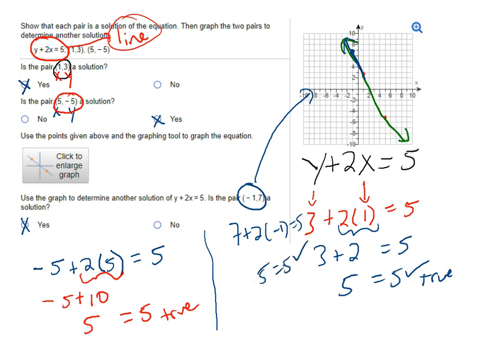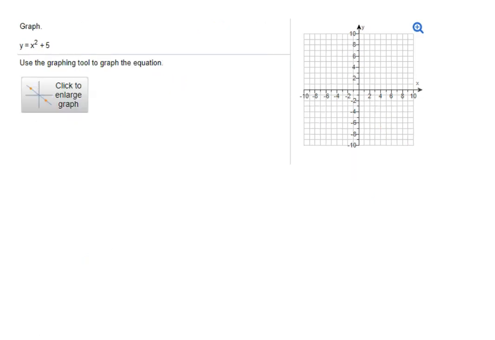All right. So I spent a little bit more time on that one than I wanted to. I apologize. I'll try to keep it moving quickly. We have 20 problems to get through, so I don't want to spend too much time on any one problem. So we have y equals x squared plus 5. We want to graph this equation.